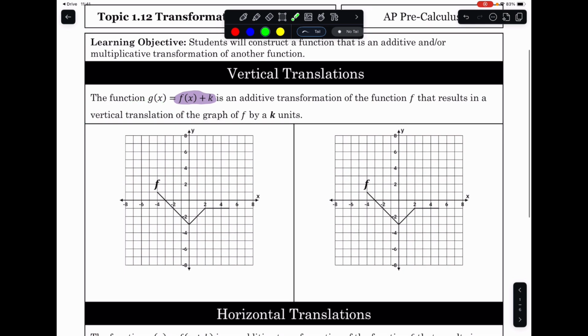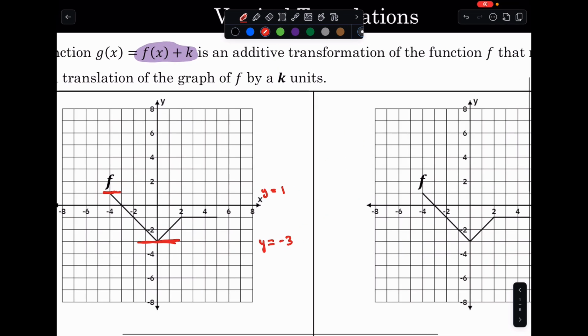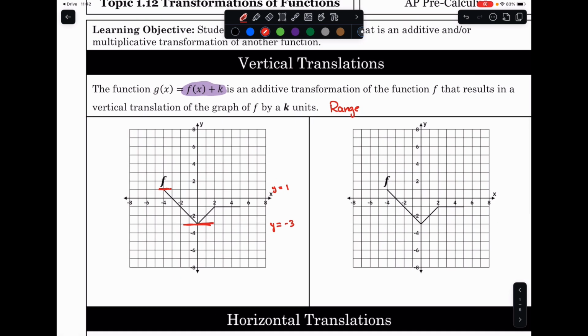So if we look at this graph right here, we see that this is the existing function f. And we want to create this new function we'll call g by doing some transformation to it. Now, right now, the range of this function f are the y values that are greater than this line right here, which is at y equals -3, and less than this highest point right there, which is at the y value of 1. So the range of this function, I'll write it up here, are the y values that are less than or equal to 1, but greater than or equal to -3.